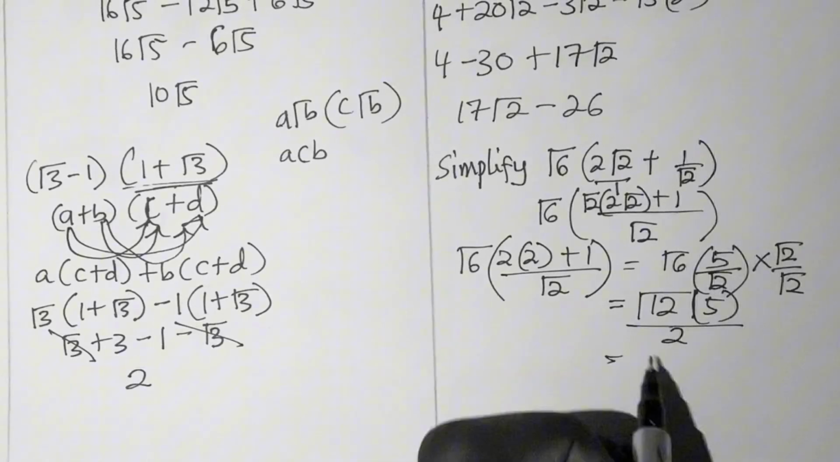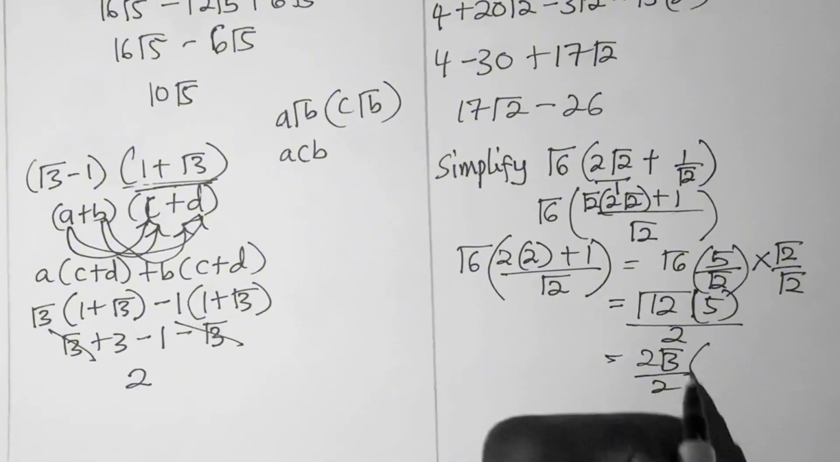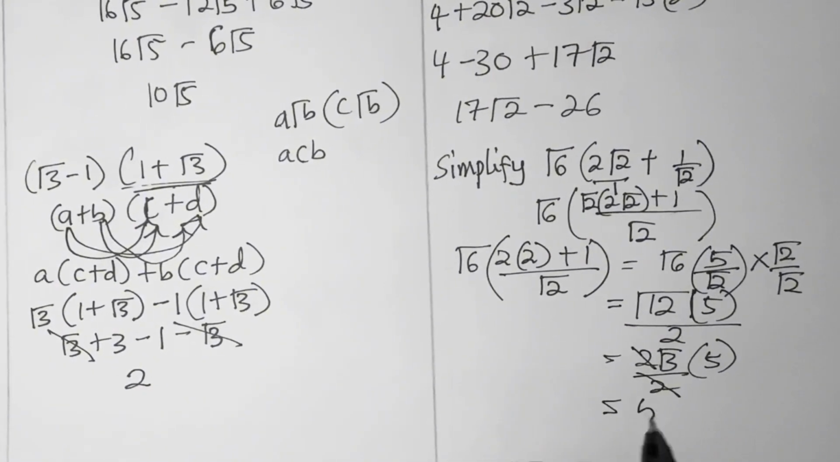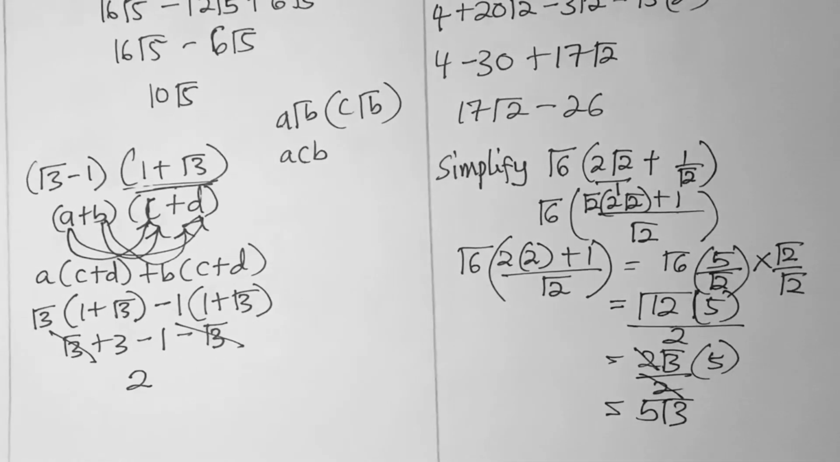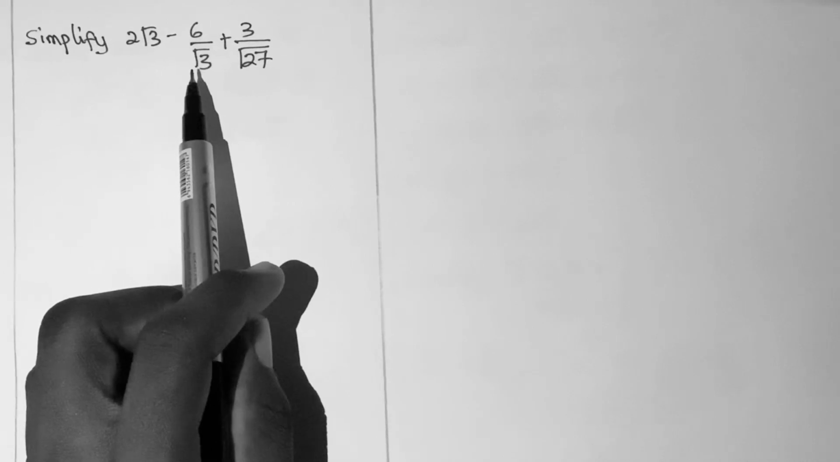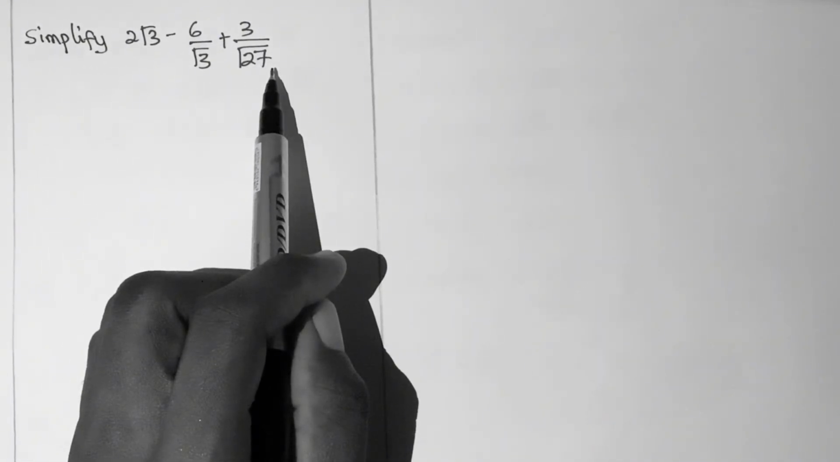So this becomes 2 root 3 divided by 2 times 5. So these 2 and these 2 will cancel out. So at the end of the day, the final answer is 5 root 3. So let's simplify 2 root 3 minus 6 divided by root 3 plus 3 divided by root 27.